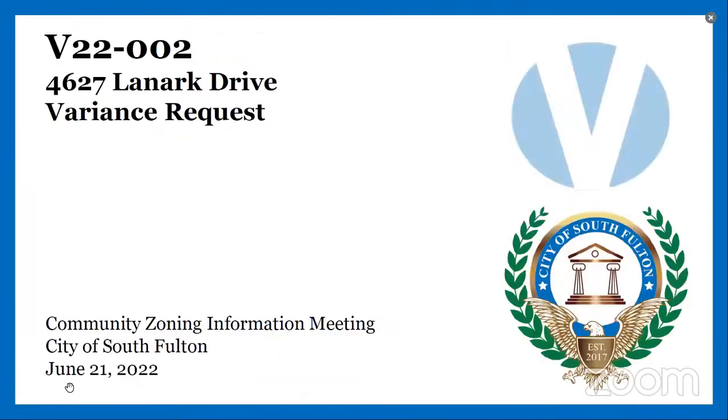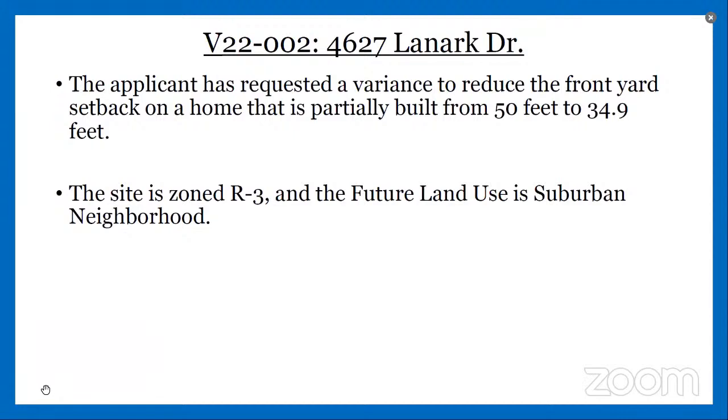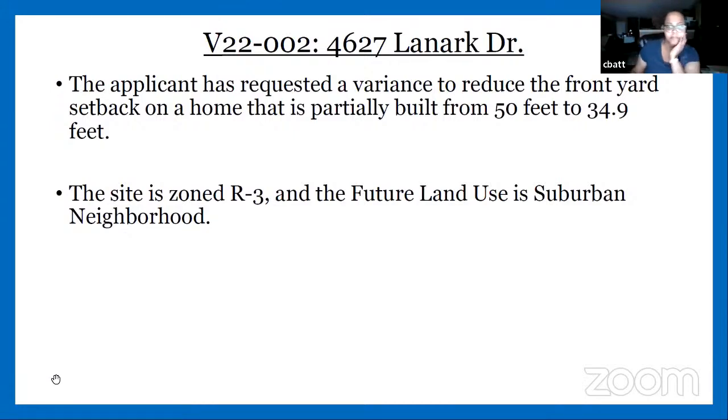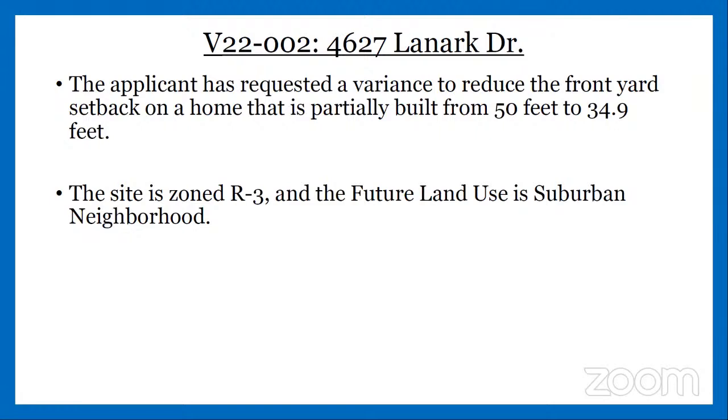So our next application is a request for a variance at 4627 Landmark Drive. The site is currently zoned R3. The ordinance says that in R3, the minimum front yard setback is 50 feet. This house is actually partially built, and it is over the front yard setback line at 34.9 feet. I would say it's probably about 65 or 70% built, like all of the four walls and the roof are on there already. So this is kind of a retroactive variance request.